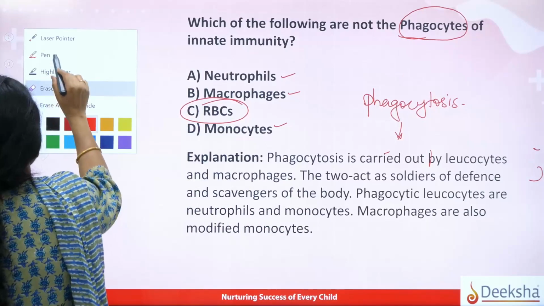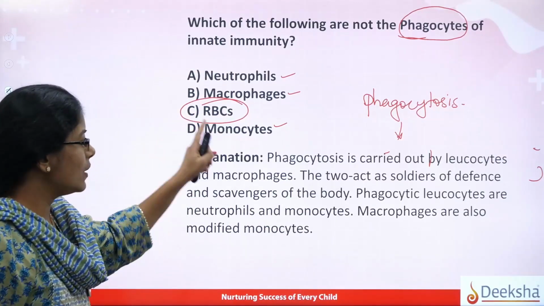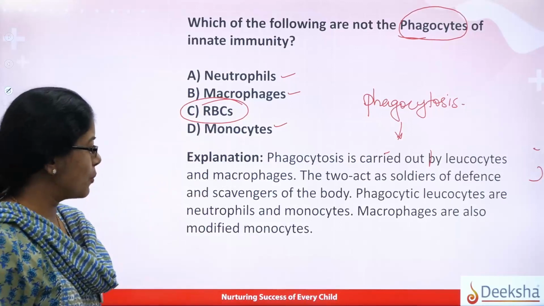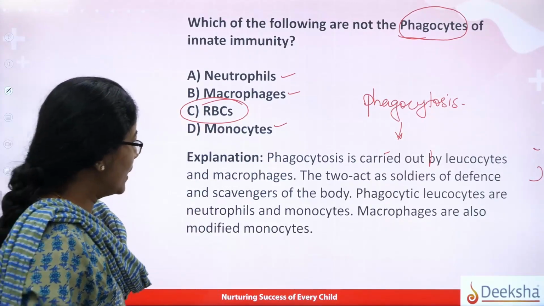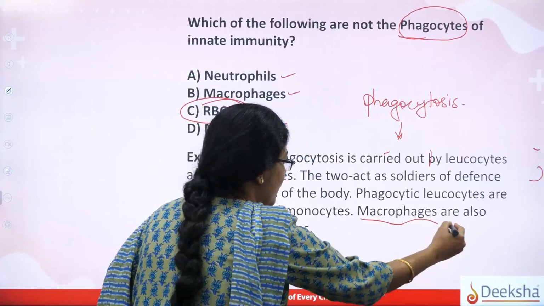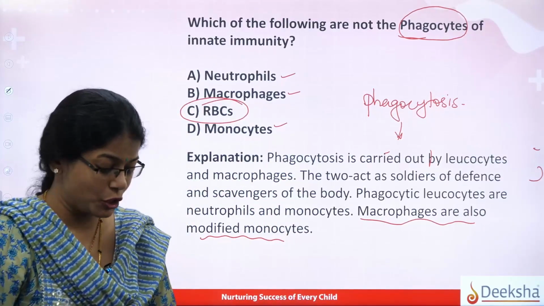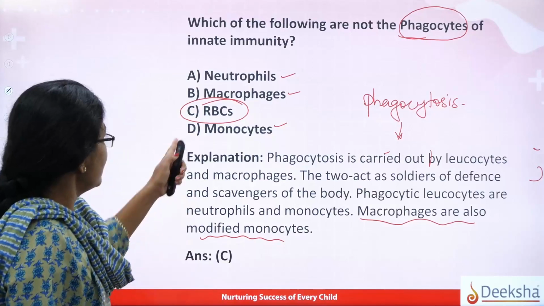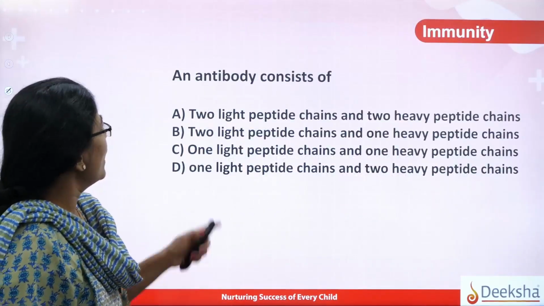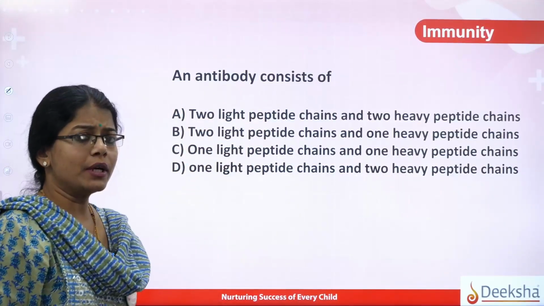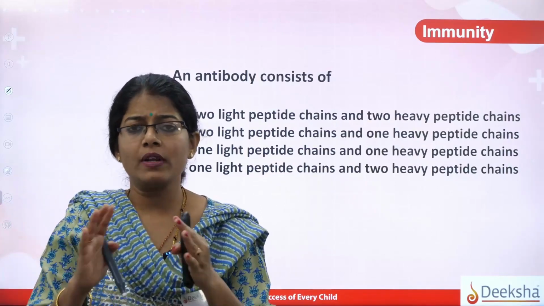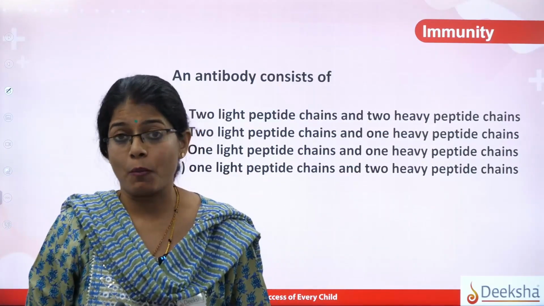Right? So the option here, as I said, would be what? The RBCs, which actually do not show this property. Correct? Look at that, the very important aspect. Macrophages are also modified monocytes, which are present in the tissues. Okay. Answer is C. Now, antibody consists of. So here we need to know briefly the structure of the antibody molecule.